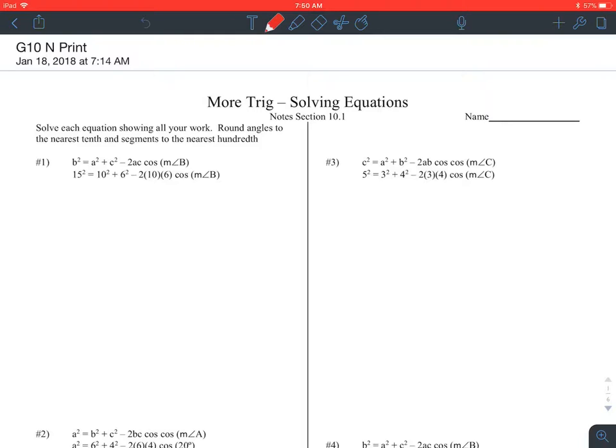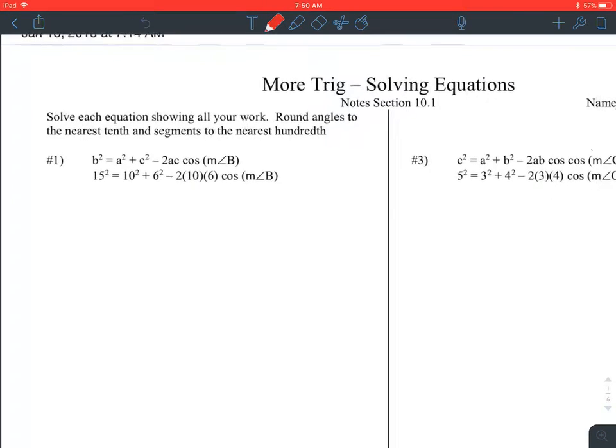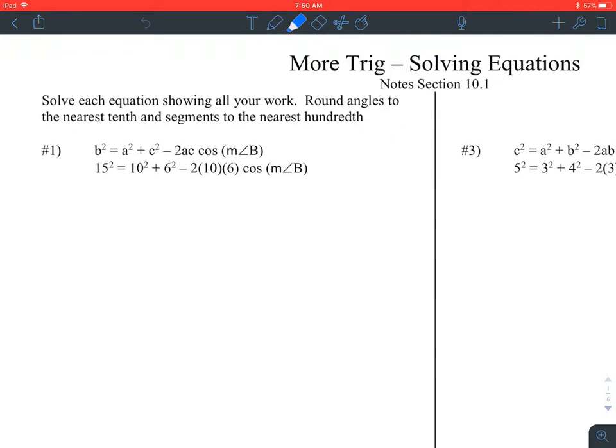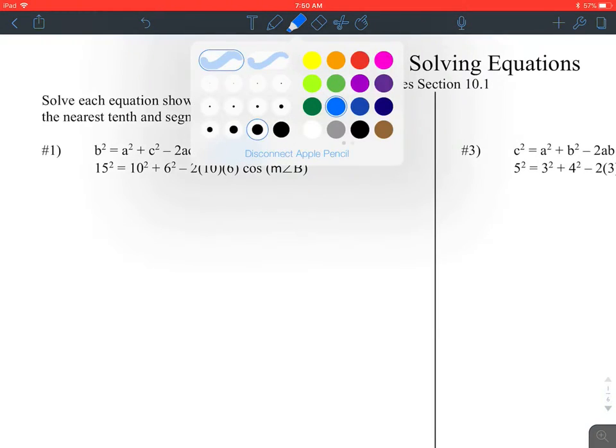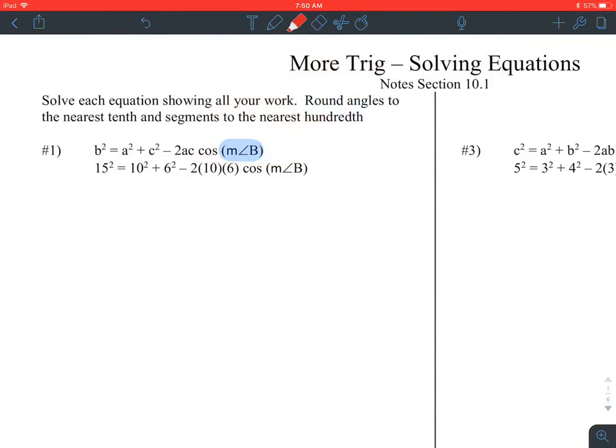Directions: solve each equation showing all your work. Round angles to the nearest tenth and segments to the nearest hundredth. So when it says angles, we're assuming that the angle is always to the right of a trig function. If it asks to solve for a variable that's lowercase, that's assuming it's a side of the triangle.